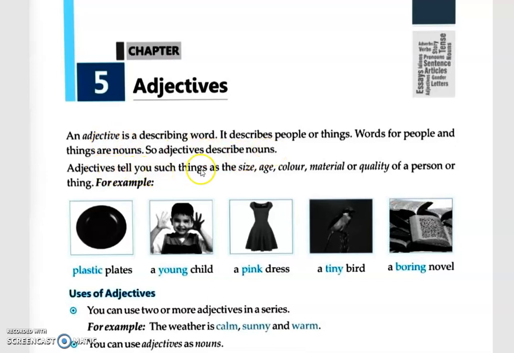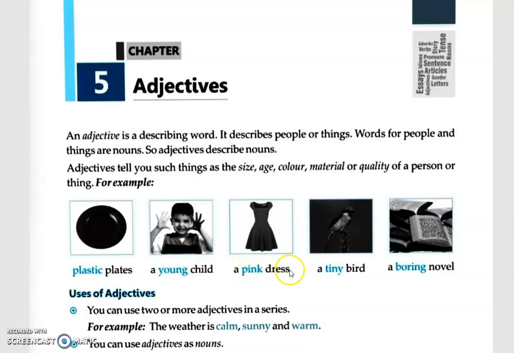Adjectives tell you such things as the size, the age, the color, material or quality of a person or a thing. For example, look at these. We know we have what is called a plate, but then we have added another word to it: plastic plate. So plastic here is an adjective that tells us what kind of plate it is. Now look at this, a young child. Young here is an adjective.